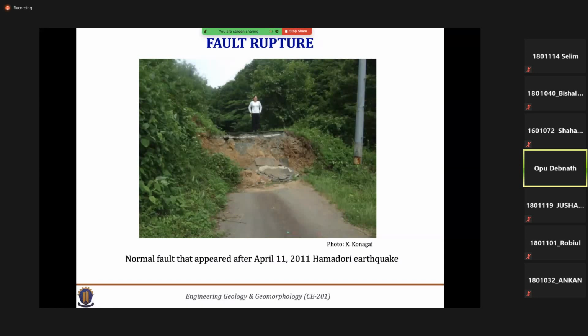So due to the activation of this fault line, around four to five feet of visible displacement is found. It's a normal fault. This is an example of a normal fault. The man is standing on the footwall, and the remaining one is the hanging wall. So the hanging wall has slipped along this fault line.